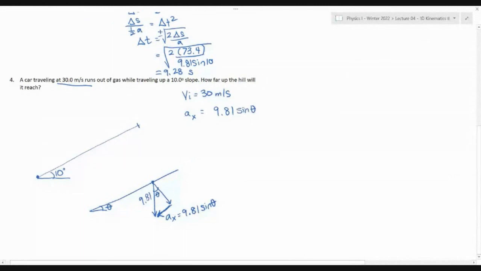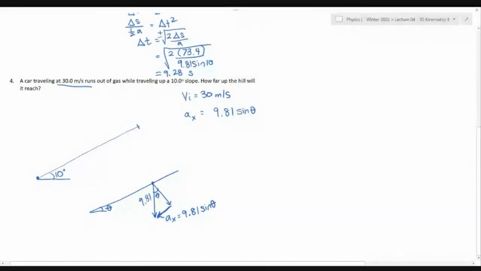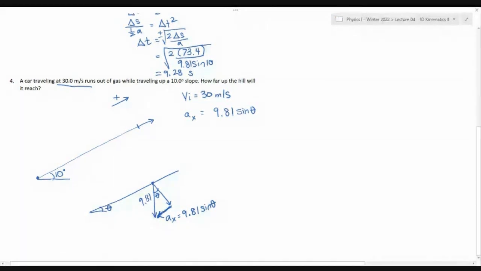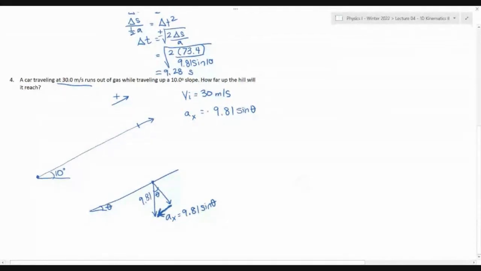Now we need to decide whether it's positive or negative. So the car is moving up the ramp. So let's say up the ramp is the positive direction. And so that means its initial velocity is positive, because this car is moving up the ramp. But what should the acceleration be? Should it be positive or negative? Yeah, good, negative. Notice my vector here. Acceleration pulls things down. So if it's a ramp, it would be pulling it down the ramp. So it's negative. Okay, V final is 0.